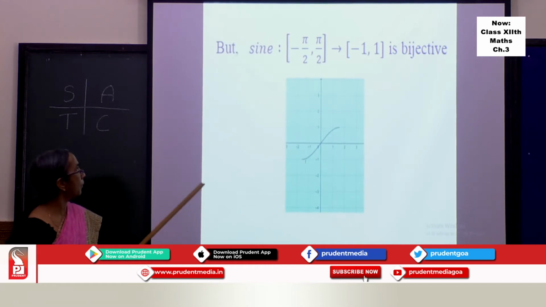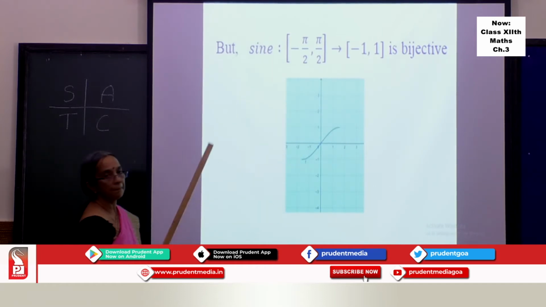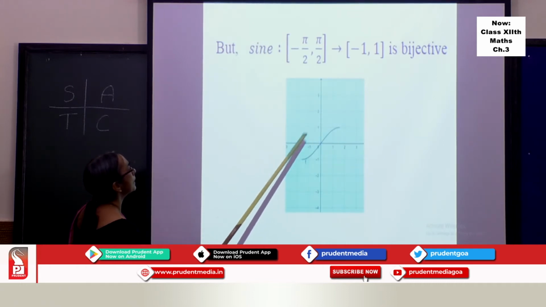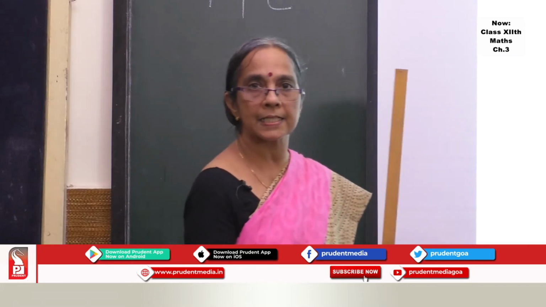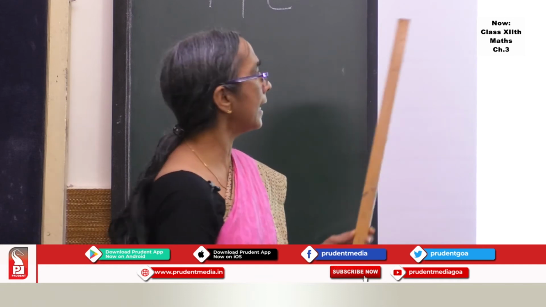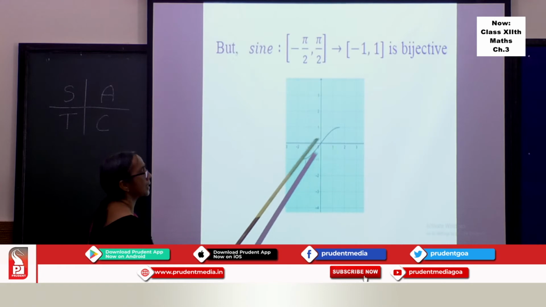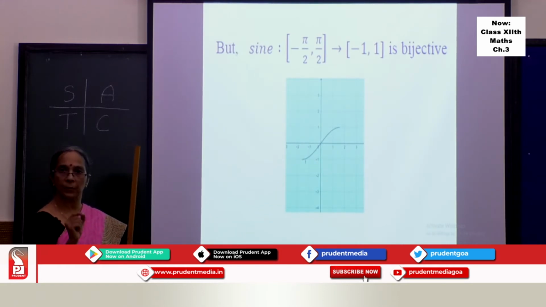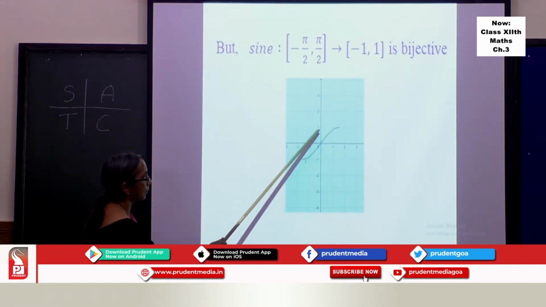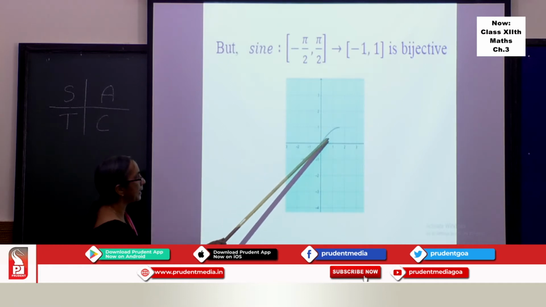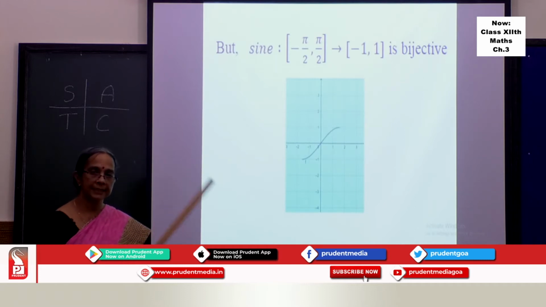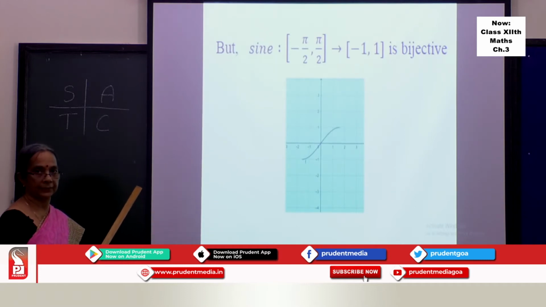This is the graph of the sine function, which is bijective. Here if you draw any line parallel to the x-axis between 1 and minus 1, it intersects the graph at only one point. That means every y between minus 1 and 1 has one pre-image and only one pre-image. So, it shows it is both injective and surjective.